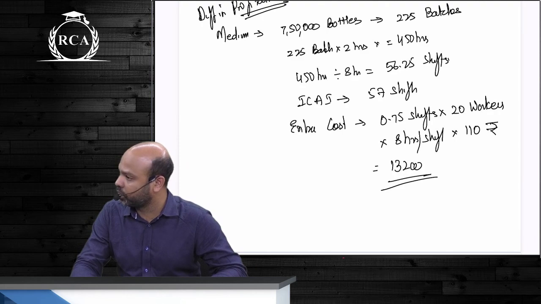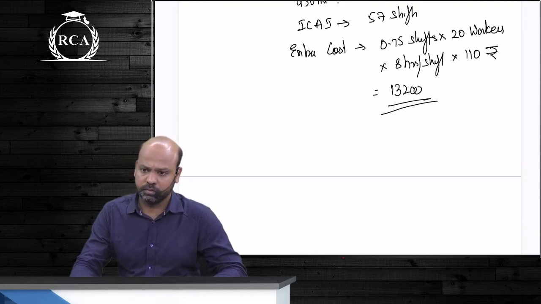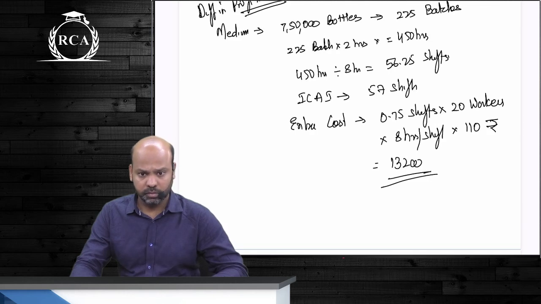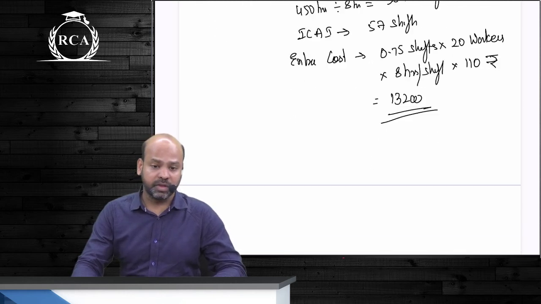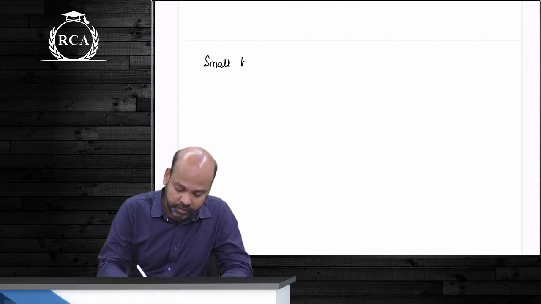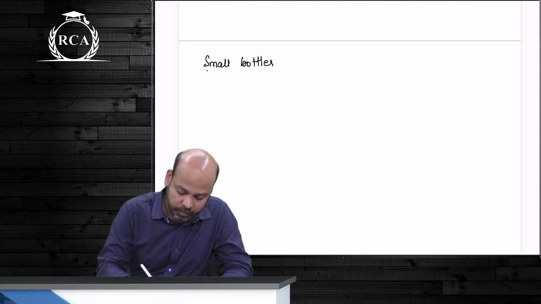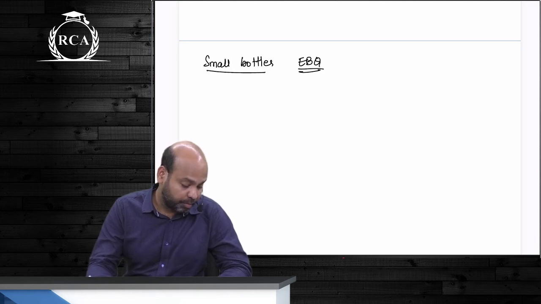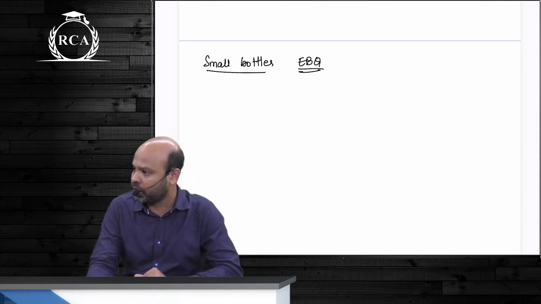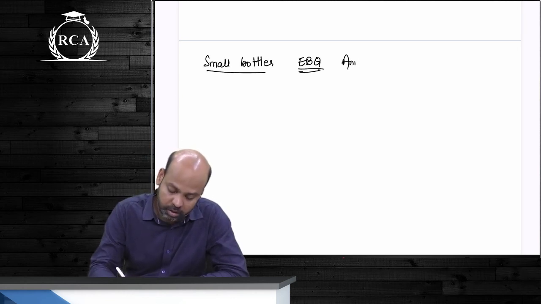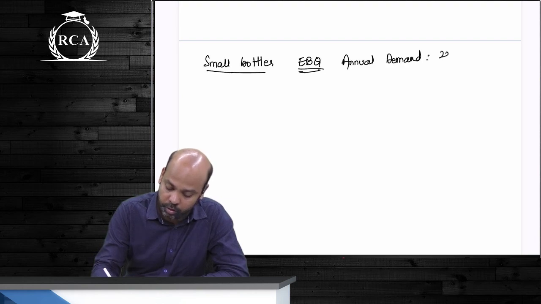Is everyone done with this? Did you write this, guys? Now we have to compute economic batch quantity, beta, for small bottles. The answer is in terms of bottles as such, guys. Okay? What is the annual demand? 20 lakh, beta, for small bottles, of course.